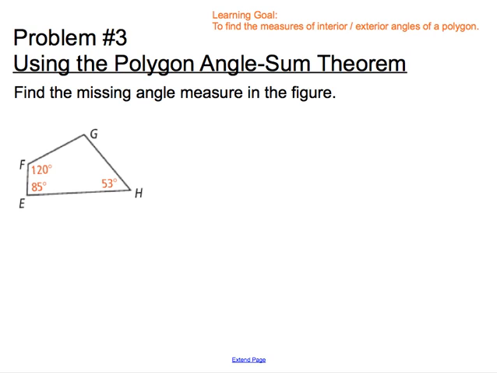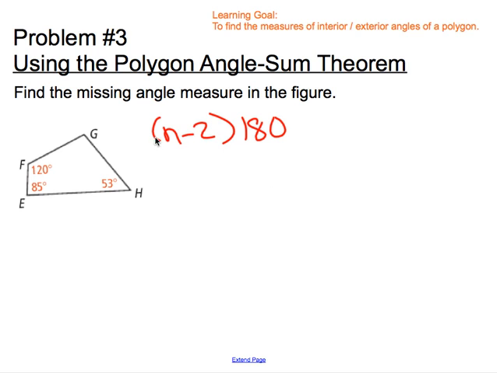So another type of question we might see is the find the missing angle measure type question. So here we have a quadrilateral EFGH, and three of the angle measures have been given to us. F is 120 degrees, E is 85 degrees, and H is 53 degrees. And we want to find the measure of G. So thankfully, again, because of the polygon angle sum theorem, we know that we can use the formula n minus 2 times 180 in order to find the sum of the interior angles of this quadrilateral.